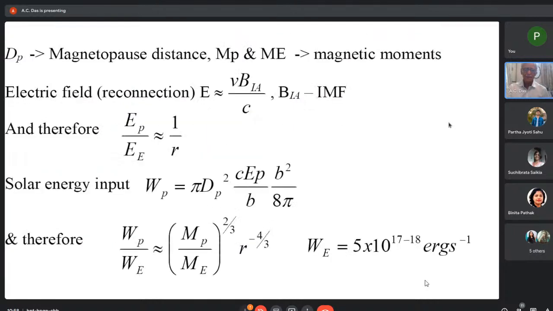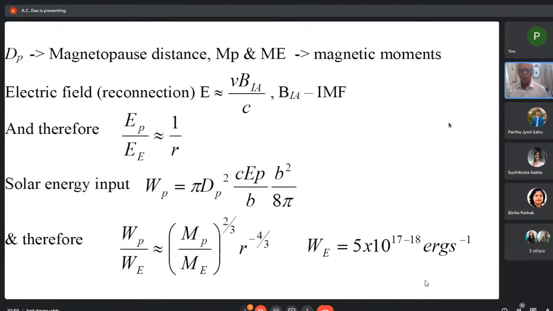Next, you can find the electric field associated with the solar wind plasma, which is given by E equal to minus V cross B by c, and if V and B are really perpendicular to each other, then only VB by c. Here B is the IMF magnetic field, and the magnetic field variation is known as 1 by r square and 1 by r, in both the theta and r directions. If you do that, EP by EE can be 1 by r. So these are simple scaling laws.